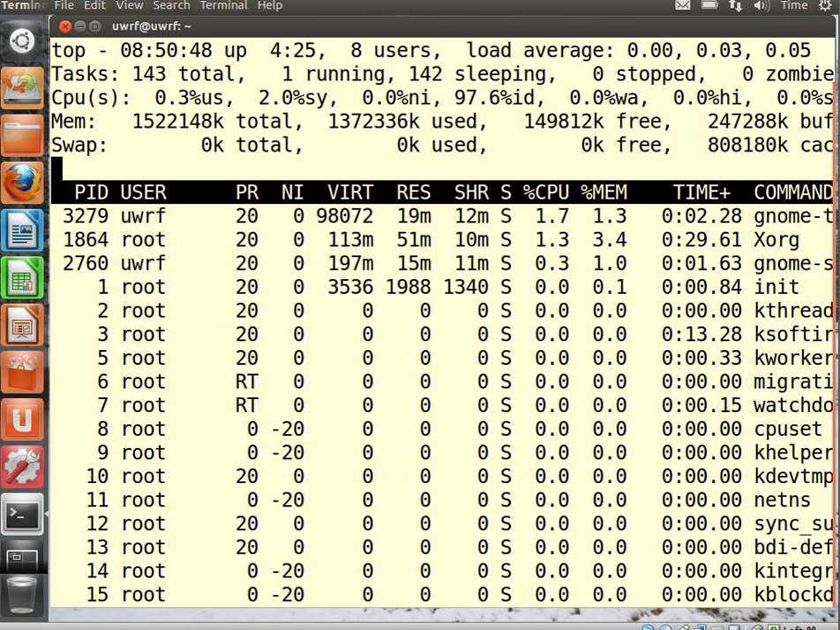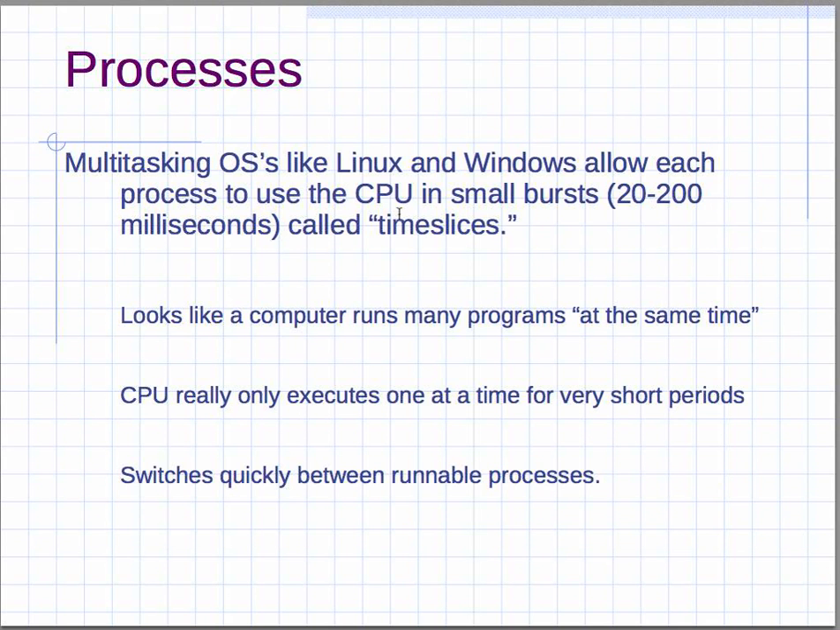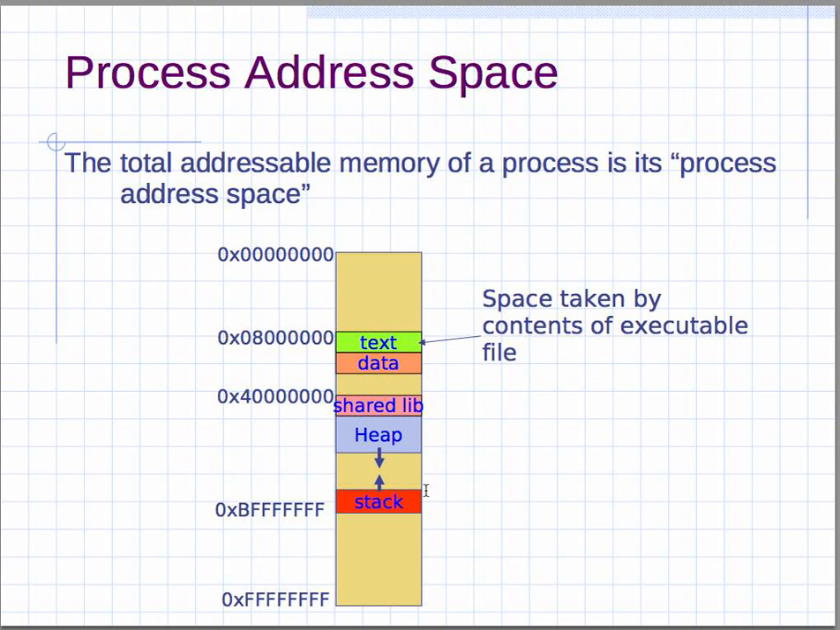Okay, so let's go back to our notes. If you have a single CPU, once again, or a single core machine, it might look like there are many programs running at the same time, but it's really important to realize that it's actually just one program running at a given time. They just switch back and forth very quickly, 20 to 200 millisecond time slices. So it looks like a computer runs many programs at the same time, but the CPU really only executes one at a time for very short periods, and switches very quickly between all of the processes that are able to run.